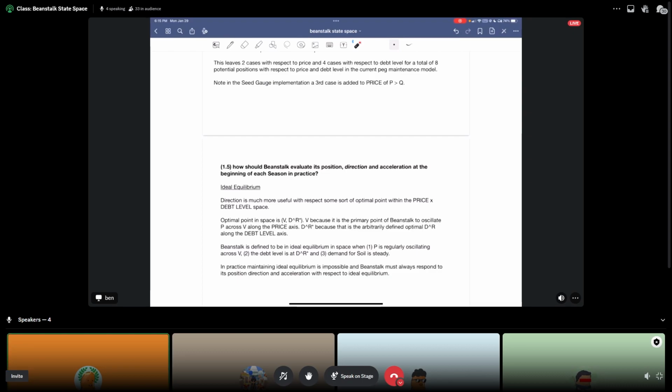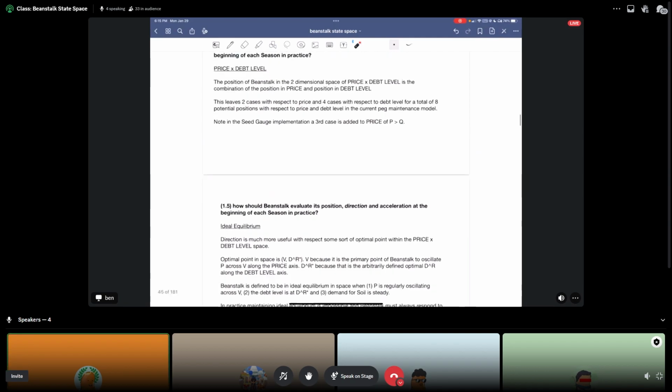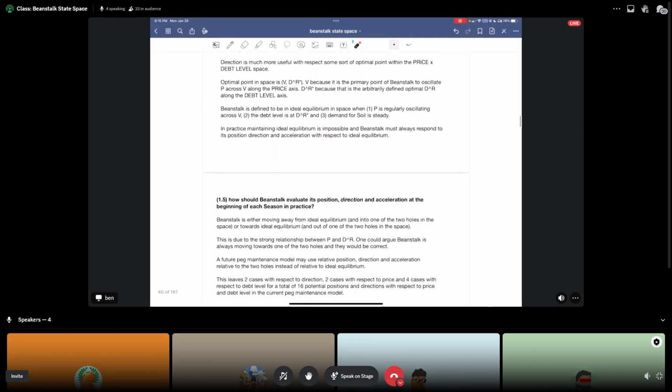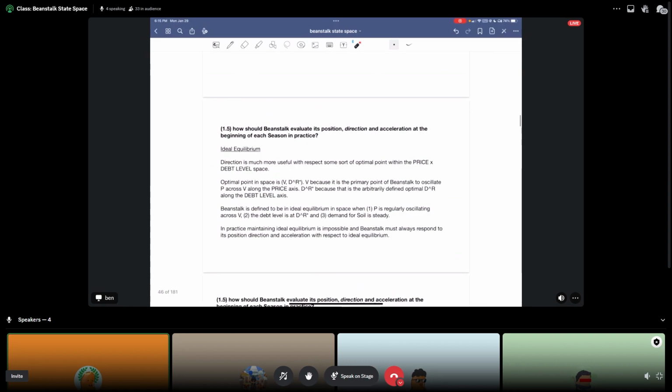So there's this ideal equilibrium, this place where Beanstalk wants to be, where equilibrium, of course, would imply some sort of stability. So you would need not just for price to be at V and debt level to be at DR star, but you would also need demand for soil to be steady. And why is this? It's because demand for soil is really a proxy that Beanstalk uses to understand its health and its momentum, and in particular, Beanstalk's ability to issue debt to respond to the market.